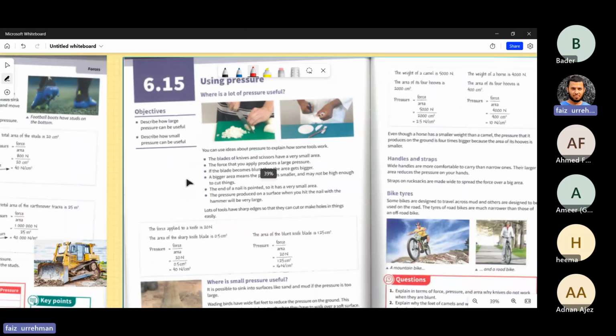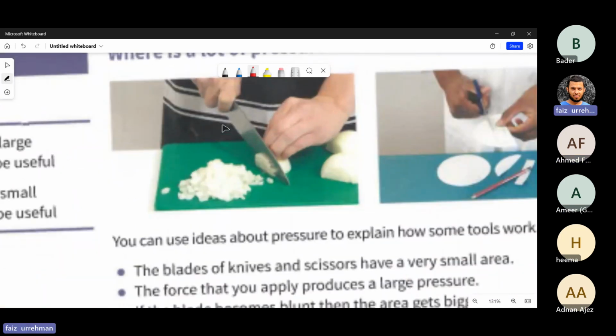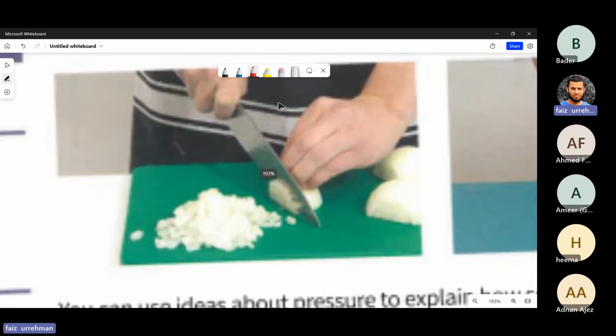So here we want to increase the pressure. And to increase the pressure, what do we do? Take a sharp object.